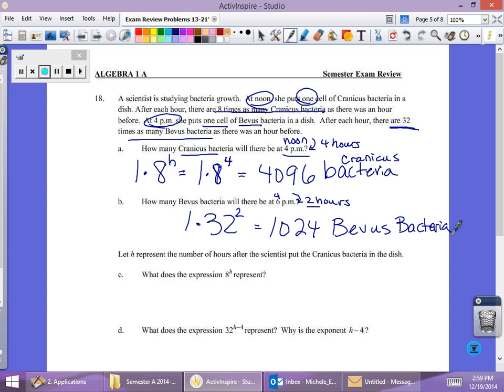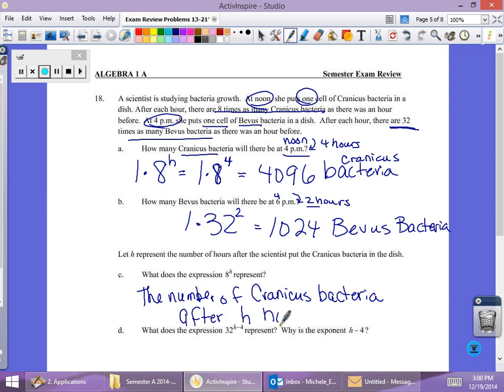So now we're going to let h represent the number of hours after the scientist put the Granicus bacteria in the dish. What does the expression 8 to the h represent? Okay, well, this is the number of Granicus bacteria. I know it's the Granicus bacteria because that's the one that was getting multiplied by 8 every time. And it's the number of Granicus bacteria after h hours. Because I don't know how many hours it could be. When it was up here and it was 4, I knew that I had 4 there. When it's just h, it's h hours.